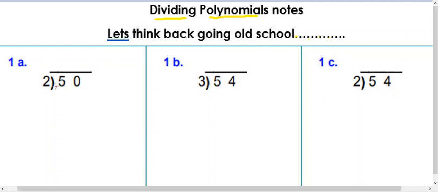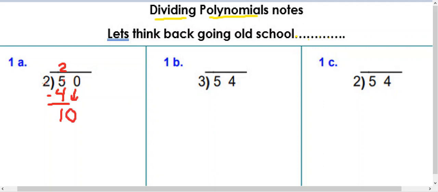This is a long time ago. Old school. So I say, what times 2 will get me close to 5? Well, I know 2 times 2 will give me 4. And then remember, we subtract the difference and figure that out. 5 minus 4 is 1. And then I bring down my next number, which is a 0.